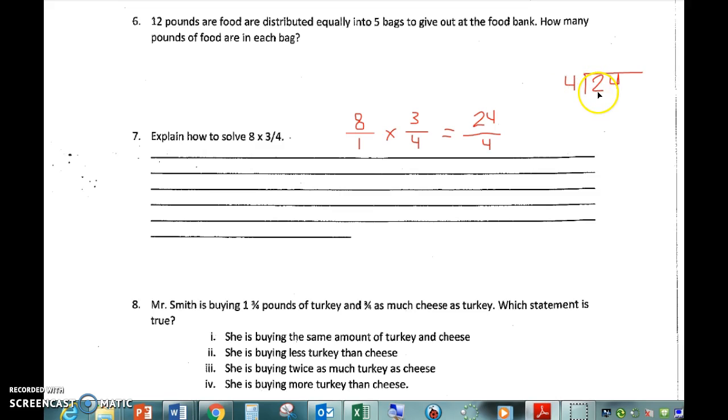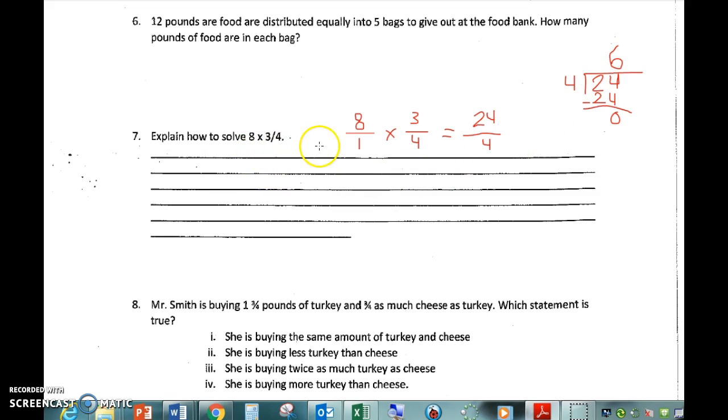And can you get any 4s out of 2? No. So now we upgrade to the number 24. Can you get any 4s out of 24? Yes, you can. You'll get 6 out of there. And 6 times 4 is exactly 24, which is the best news we've had all day. No remainder. No more carrying or anything else to do. Our answer is going to be 6.